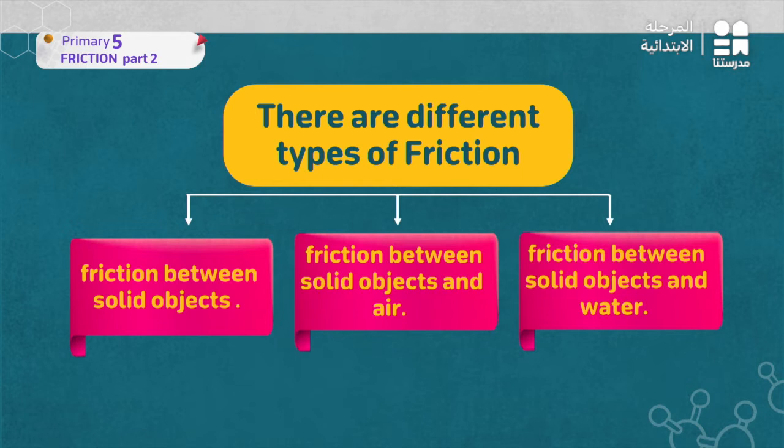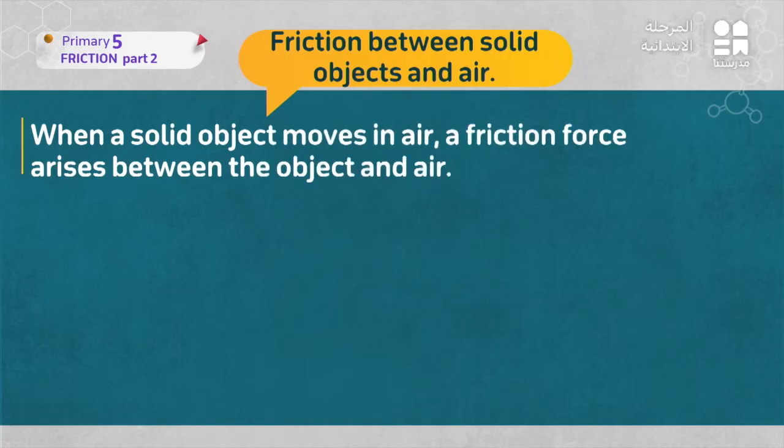طب دلوقتي هنتكلم عن ايه؟ هنتكلم دلوقتي عن friction تاني. Another type of friction, which is friction between the solid objects and air. طيب يعني ايه؟ That's what we want to understand in this lesson: friction force or friction between the solid objects and air.